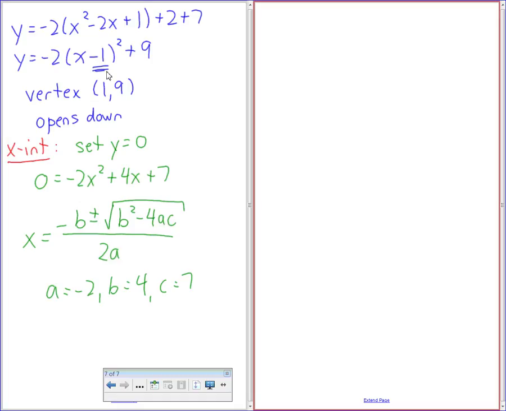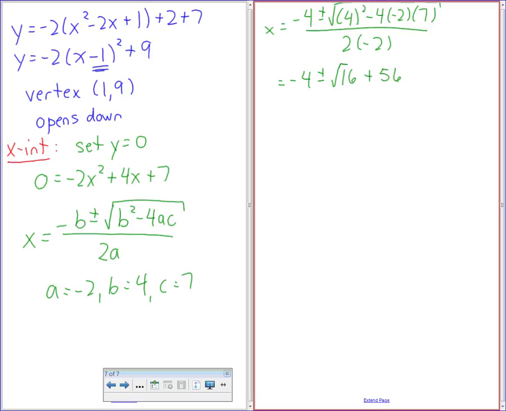So I'm going to fill everything in. I'm going to say x equals -4 plus or minus the square root of 4 squared minus 4 times -2 times 7, all over 2 times -2, equals -4 plus or minus the square root of 16 plus 56, all over -4. X equals -4 plus the root of 72 over -4.